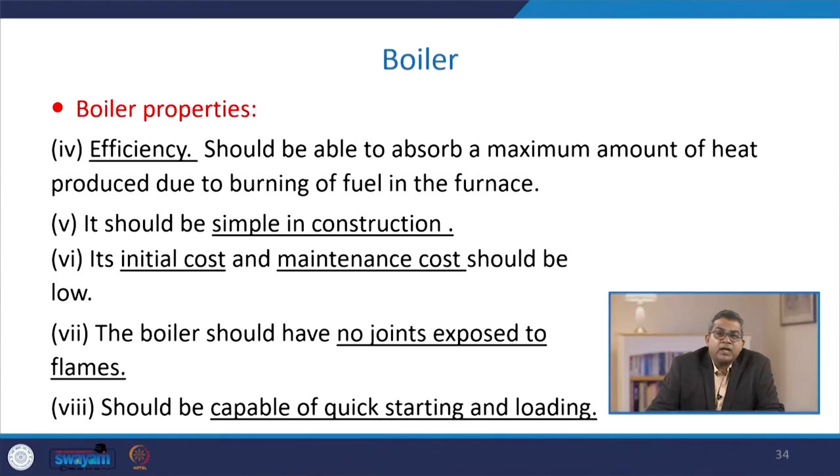The boiler should have no joints exposed to the flame, because thermal expansion may create a problem and the boiler may explode, and serious accidents in the past occurred just because of this lacuna. These boilers should also be capable of quick starting and loading, which is always desirable to maintain the efficiency of the boiler.